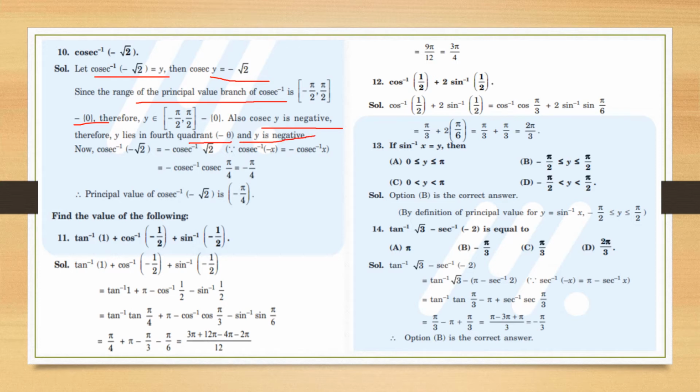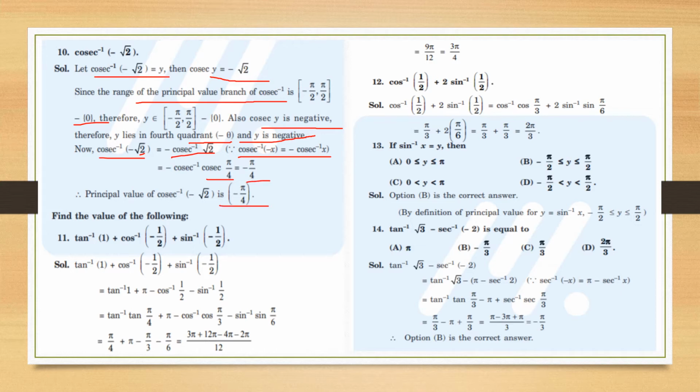So cosecant inverse minus root 2 means it is minus cosecant inverse root 2. That is, cosecant inverse minus x is minus cosecant inverse x. Root 2 can be written as cosecant pi by 4, right? And then I can adjust the negative sign to get minus pi by 4. So it is minus pi by 4, which is the required principal value.